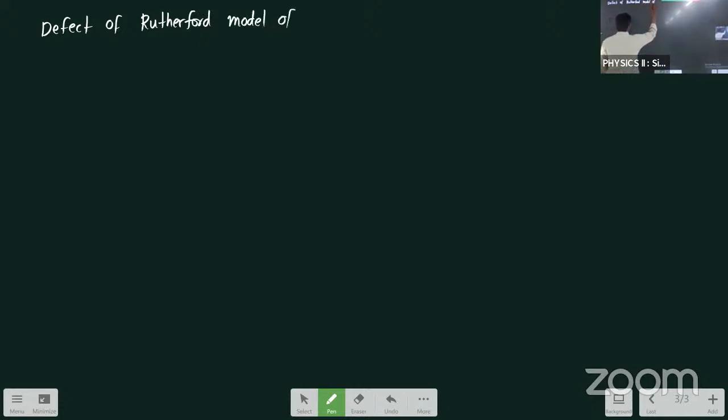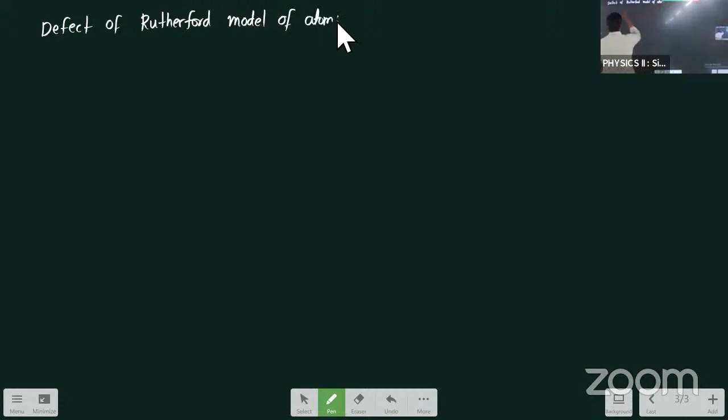Let us discuss the defect of the Rutherford model. Our actual SAQ answer for your annual examination starts from here. Defect of Rutherford model of atom.